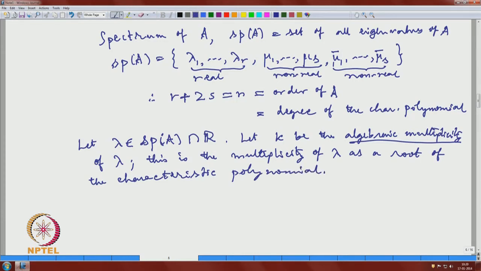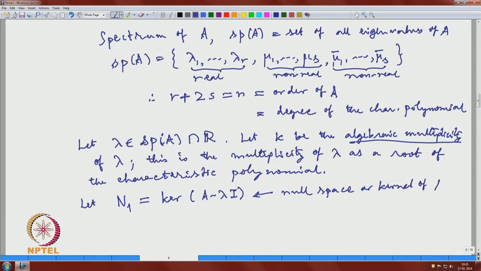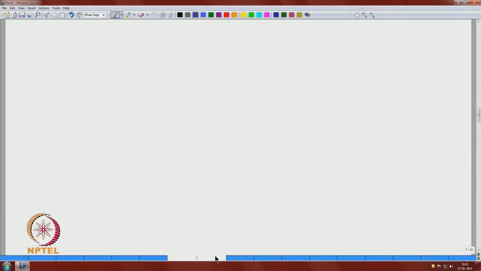So, there is another notion called geometric multiplicity. For that we have to introduce a subspace. So, let N1 be the kernel of A minus lambda I. This is the null space or kernel of A minus lambda I, and it is referred to as the eigenspace of A corresponding to lambda. So, if lambda is an eigenvalue, we form this, and N1 is a subspace of Rn.